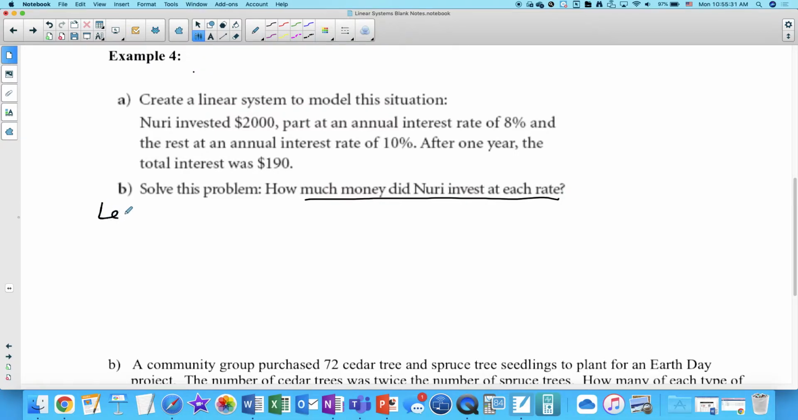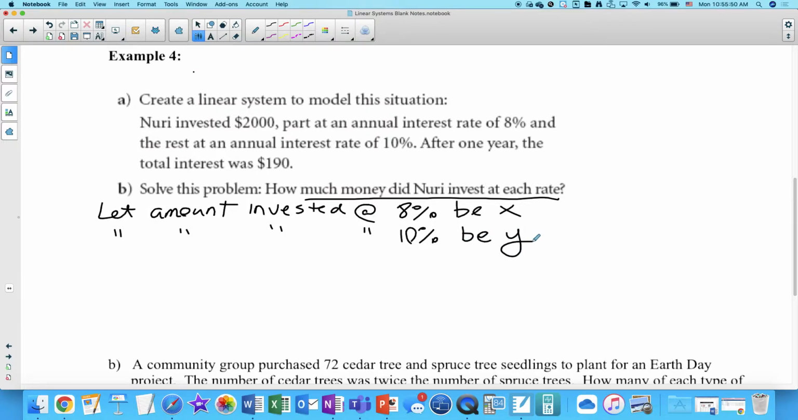So let the amount invested at 8% be X, or whatever variable you want. Let the amount invested at 10% be Y. Okay, so that's our first step. In our second step, we want to use the information in the problem to build 2 equations, right? If we have 2 unknowns and 2 equations, we can usually solve that system.